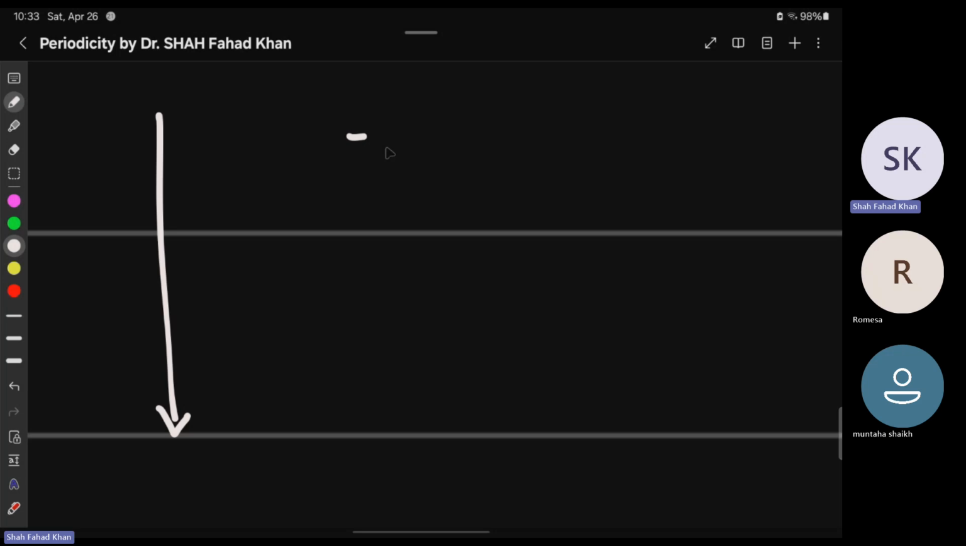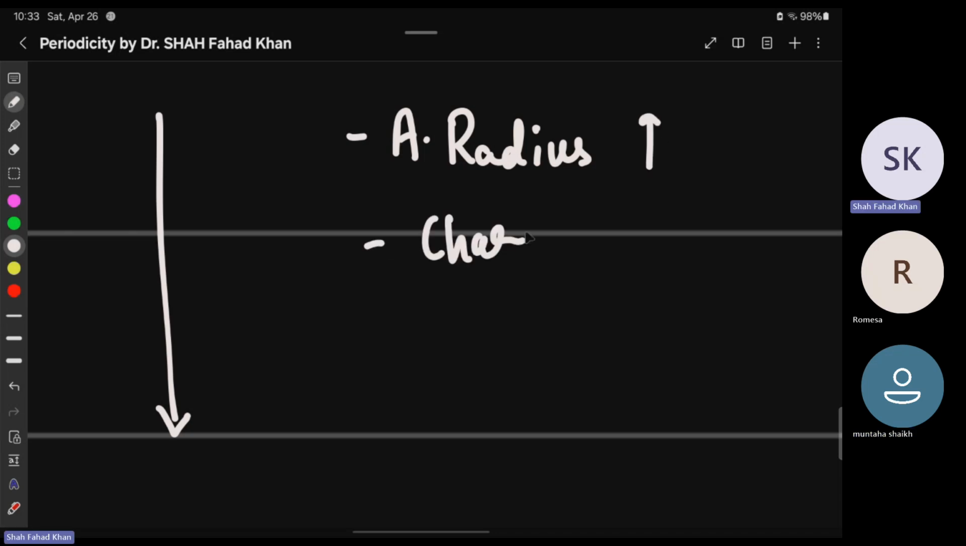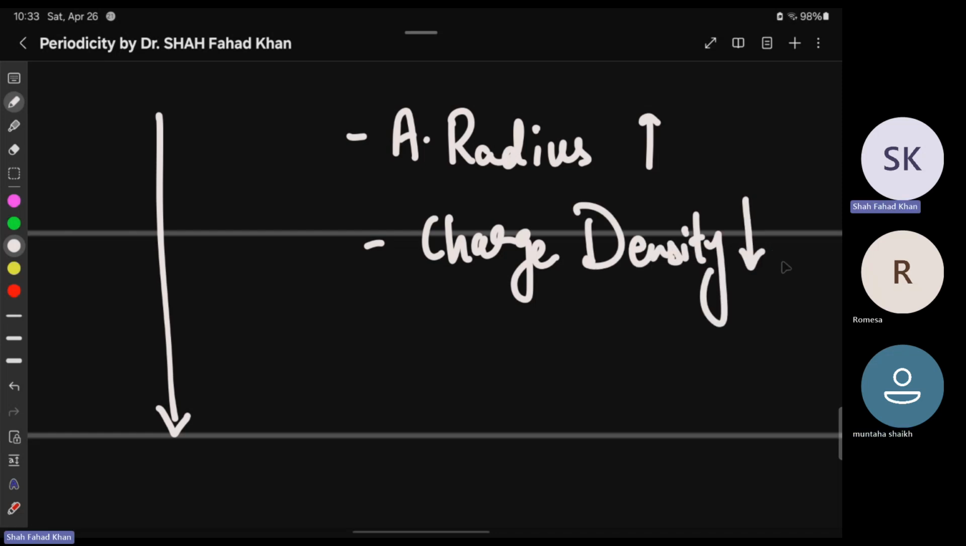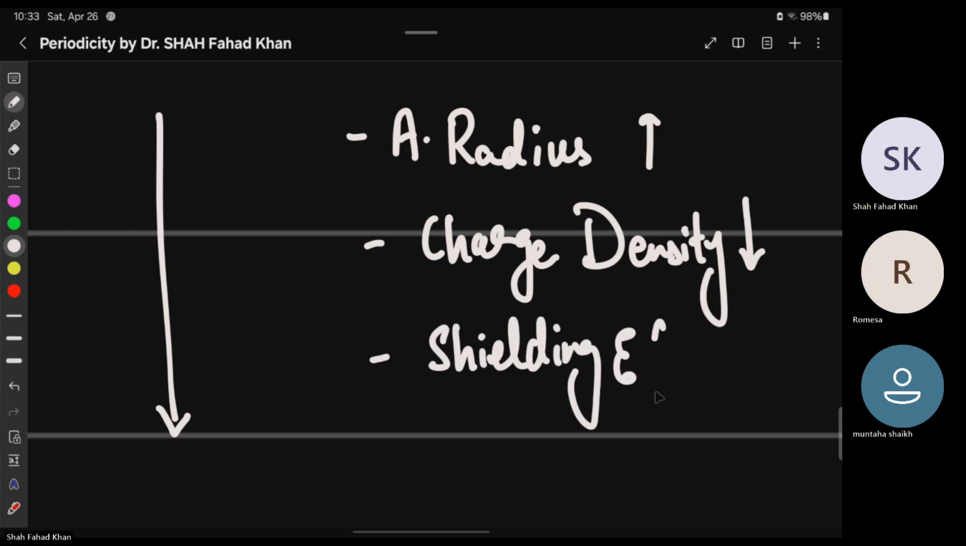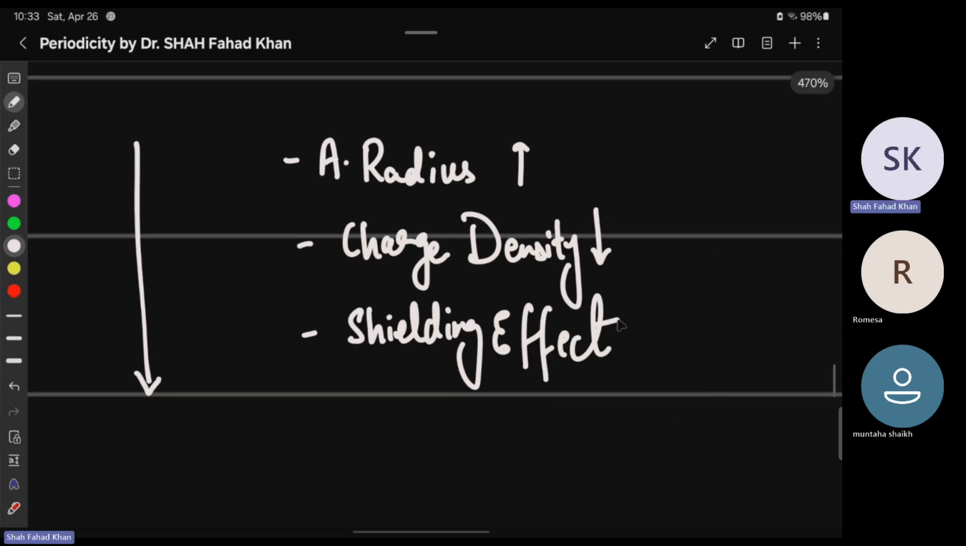So let's talk about the trend going down the group of ionization energy. What happens to the atomic radius down the group? Increases. Because of that, the charge density also decreases, right? Charge density decreases. Shielding effect, how about that? Shielding effect depends on the total number of shells. So as we go down, the shells increase.